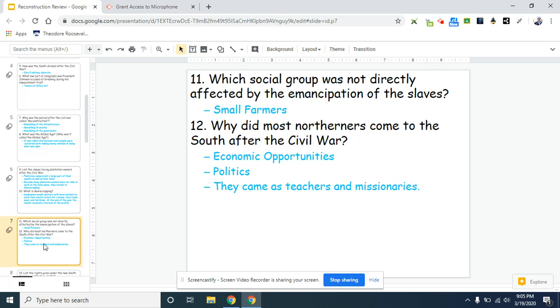Let's see. Why did most Northerners come to the South after the Civil War? Three big things, guys: politics, economic opportunities, and to be teachers and missionaries. Right? They saw this opportunity to make money. Some saw this opportunity to grab power. Some saw this opportunity to come and change the world and be a teacher or a missionary and preach the gospel. They had to do something. A lot of times when there's big tragedy in the world, people feel like they've got to do something. Look, trust me, you're about to see it right now with this COVID-19 thing.